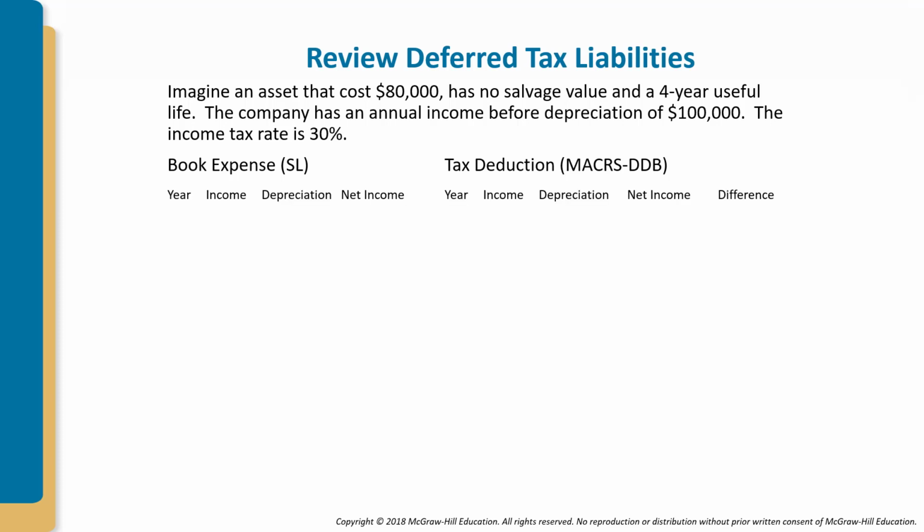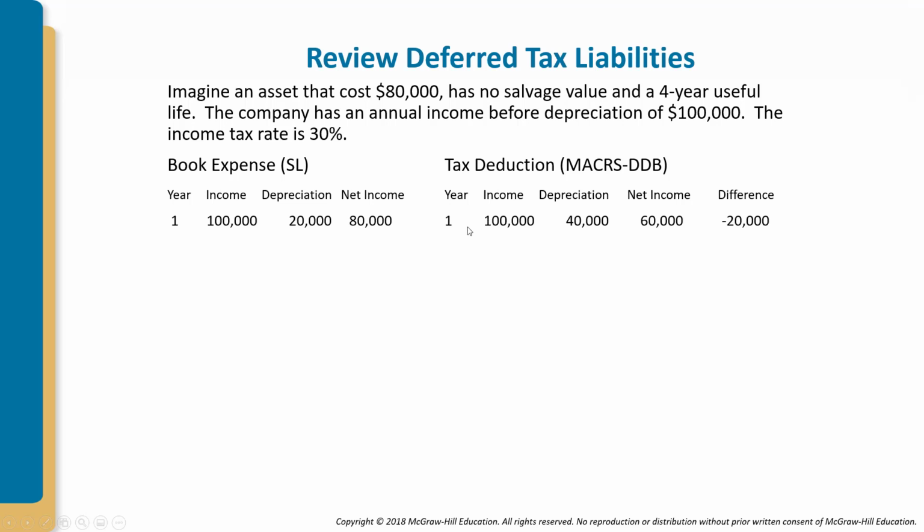Now, in the first year, for generally accepted accounting principles, you can see that for year one, we have income of $100,000, depreciation of $20,000, right? Straight line, $80,000 divided by 4 would be $20,000 a year, and that gives us net income of $80,000.